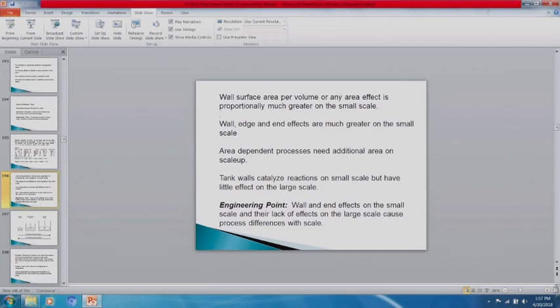Wall surface area per volume, or any area effect, is much greater on the small scale. So wall edge effects and end effects are much greater on the small scale. Area-dependent processes need additional area on scale-up.